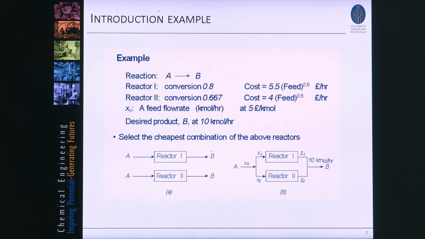So we have two combinations of reactors, reactor 1 and reactor 2, independently. So we have two independent parallel reactors. Some of the reactant A goes to reactor 1, and some of the reactant A goes to reactor 2. So we have also a parallel arrangement, but they are simultaneously used to get product B. So we have two options, either a standalone reactor or two parallel reactors.